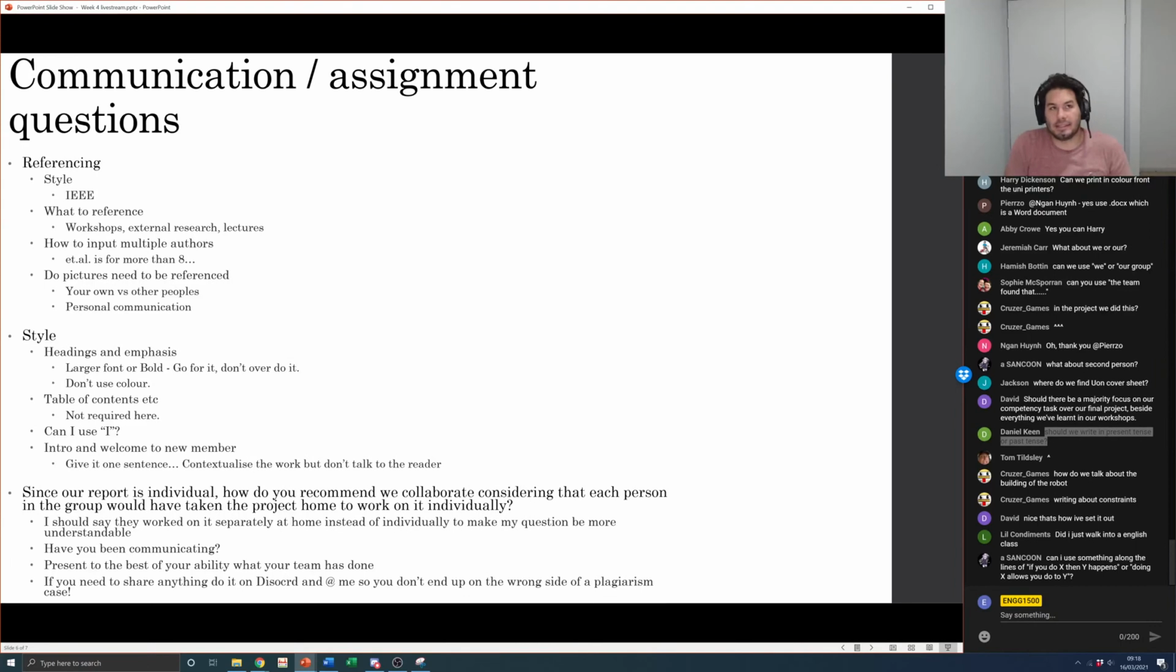Remember, it is an individual task. I'm not expecting you to all sit together to write this document. If you do that, you are going to have trouble plagiarism-wise. If you just take your team meetings or the information you've learned from that, go away and write this by yourself, you'll be perfectly fine. You'll have absolutely nothing to worry about.